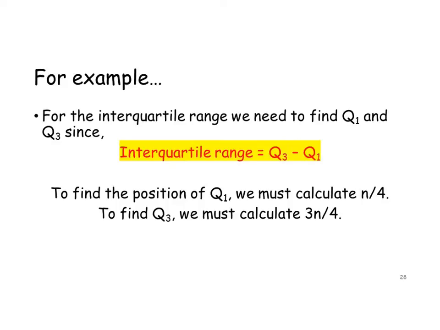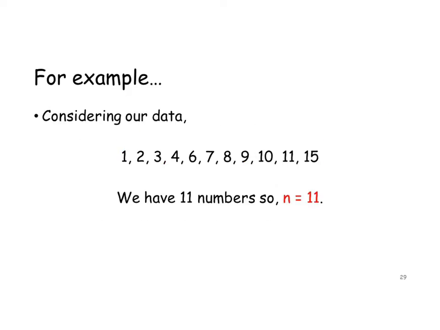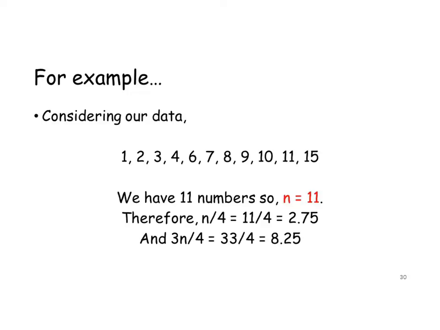Now let's do the interquartile range. So we need to find Q1 and Q3, since the interquartile range is Q3 minus Q1. Now to find the position of Q1, we must calculate n divided by 4, and to find the position of Q3, we must calculate 3n divided by 4. So let's do that. We count our numbers and we see we have 11 numbers. So n equals 11, which means that n divided by 4, 11 divided by 4 is 2.75, and 3n divided by 4 is 33 divided by 4, which is 8.25.